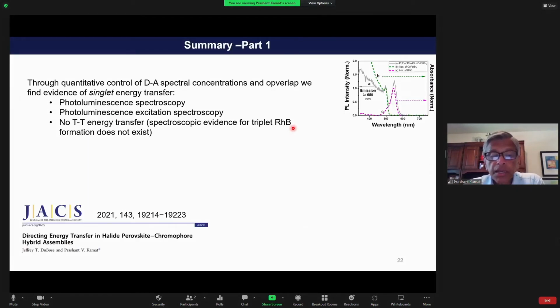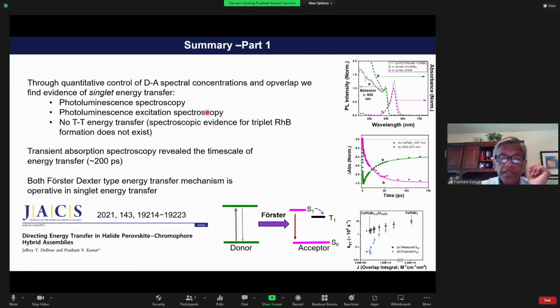So just to summarize, through quantitative control of donor-acceptor spectral concentrations and overlap, we find evidence for singlet energy transfer. As I showed you, we carefully followed the singlet energy transfer processes. We did not find any triplet energy transfer in the case of rhodamine B, even though we tried generating triplets and looking for them. Transient absorption spectroscopy revealed the time scale: it can occur within 200 picoseconds. And both Förster and Dexter type energy transfer mechanisms are operative.